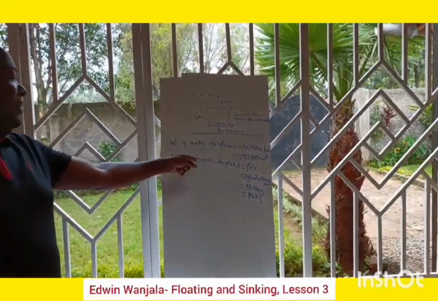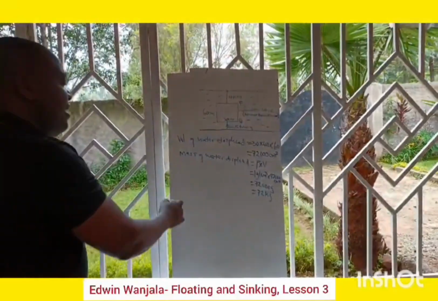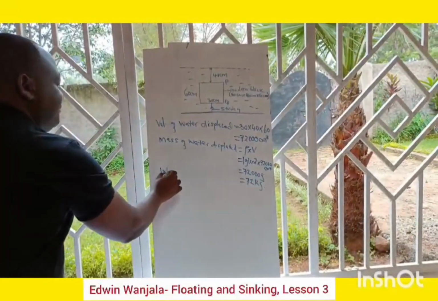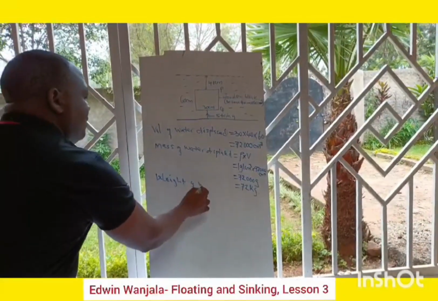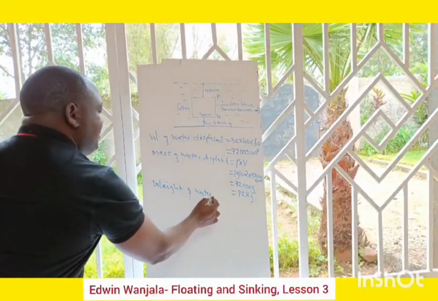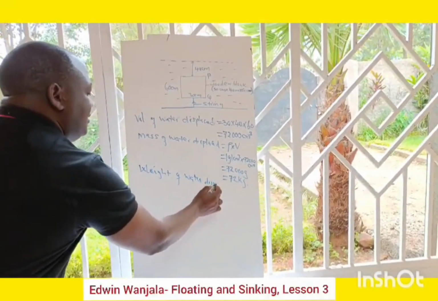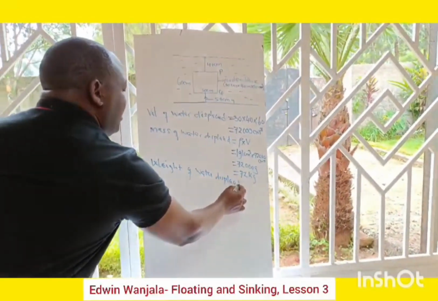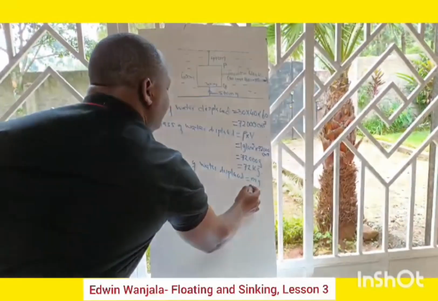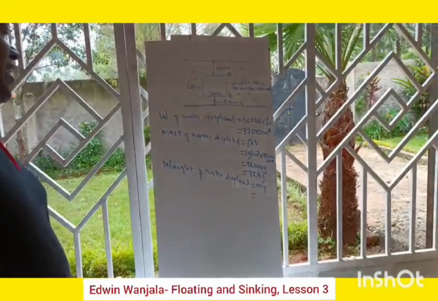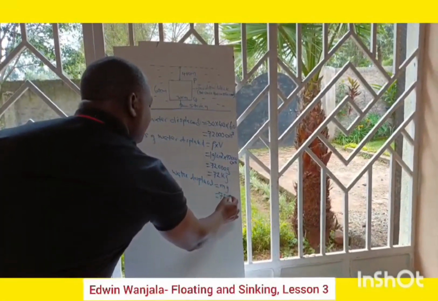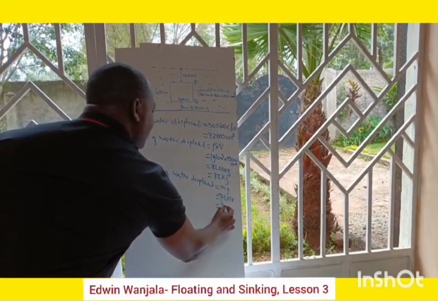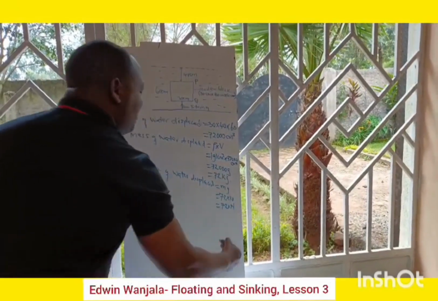Then after getting the mass of the water displaced, we get the weight of the water displaced. Weight is given by mg, mass times the acceleration due to gravity. In this case, it's going to be 72 times 10 to give us 720 newtons.